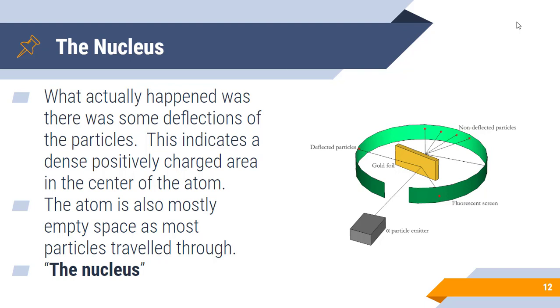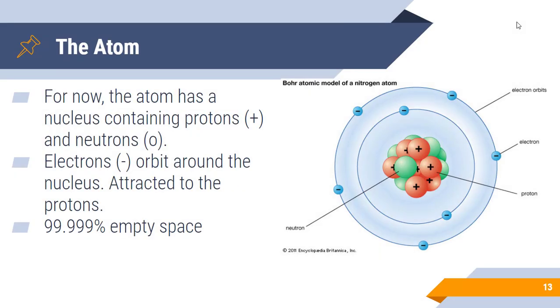This also let Rutherford know that because most of the particles actually did go straight through the gold foil, the atom is mostly empty space. While not realizing it, he actually, in a way, discovered the nucleus of the atom, that dense, positively charged area in the center of the atom. So what we know for the time being is that the atom has a nucleus that contains protons, which are positively charged, and neutrons, which are negatively charged.